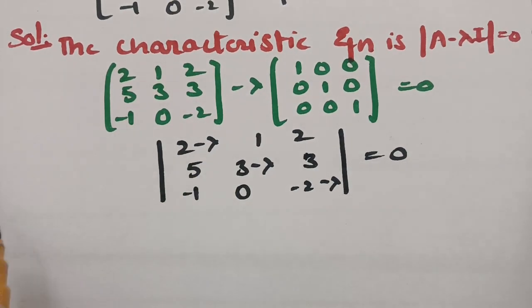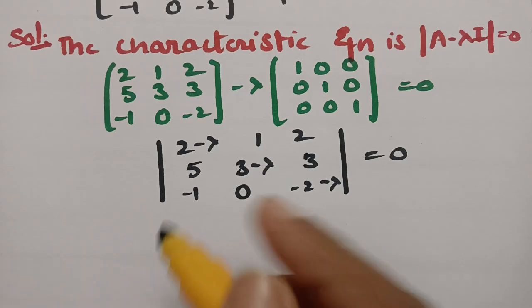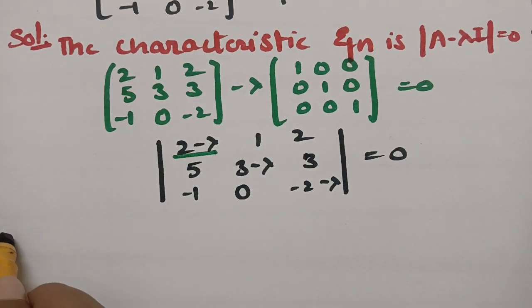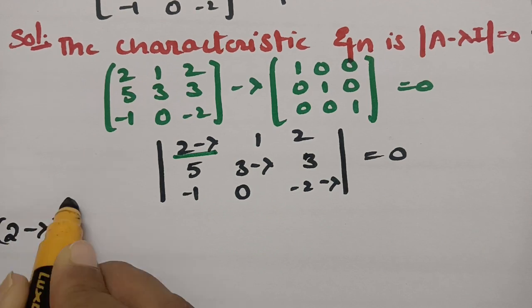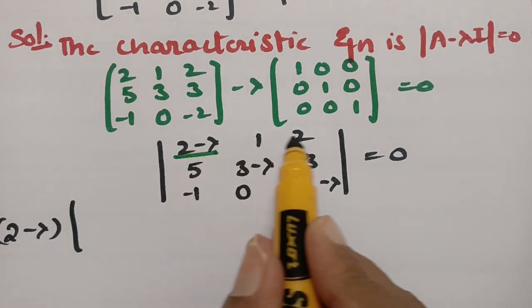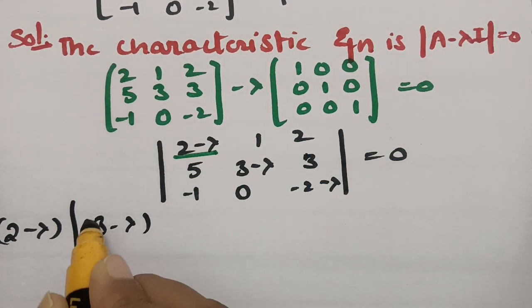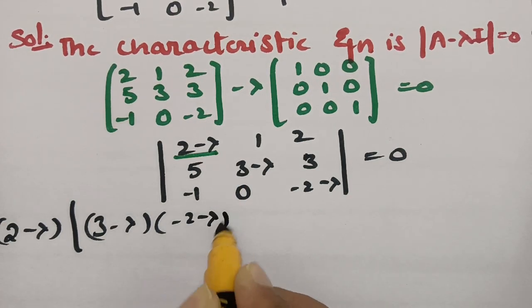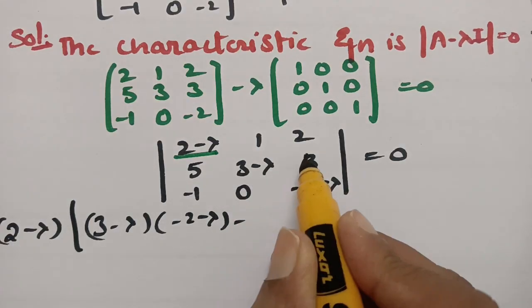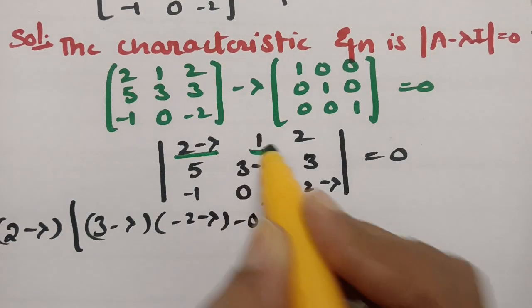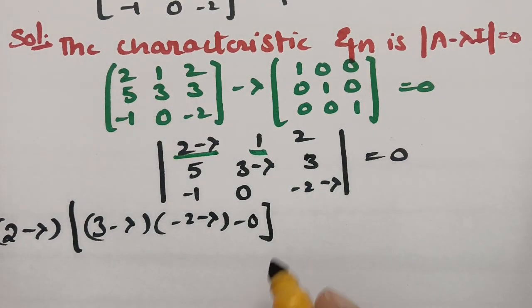So here the first thing, if I take this one, this is 2 - λ. So this will be (2 - λ) into, and here we have to close the row and column, so we have to multiply these two. So this will be (3 - λ)(-2 - λ) - 3 times 0, which is 0. Clear? And next one, if I take the middle one, we have to add a minus.